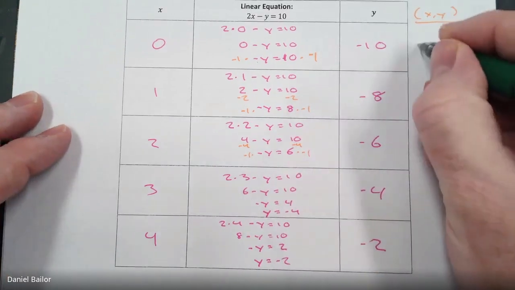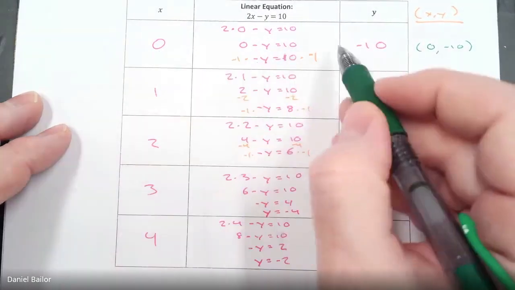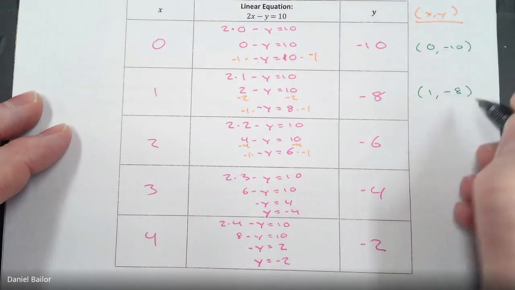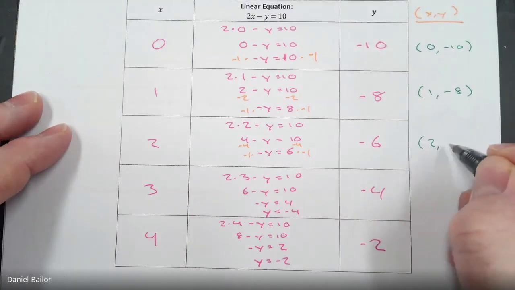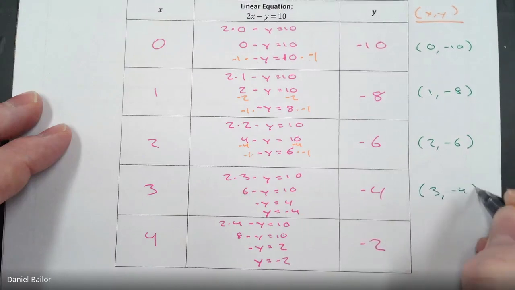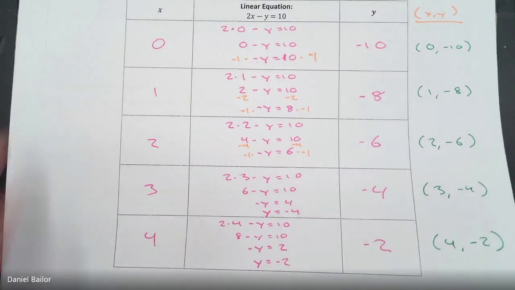When x is 0, y is negative 10. That we take the fixed value and we take the solution. When x is 1, y is negative 8. When x is 2, y is negative 6. When x is 3, y is negative 4. When x is 4, y is negative 2.